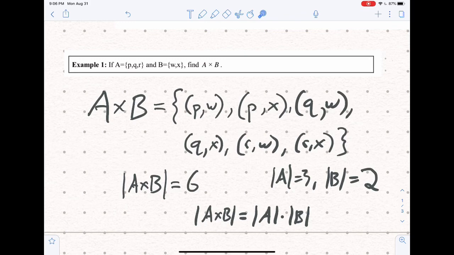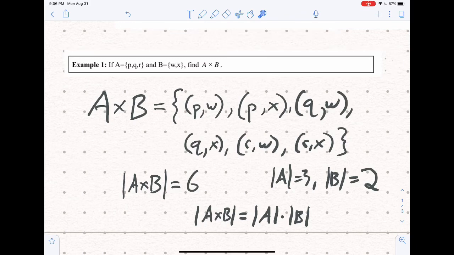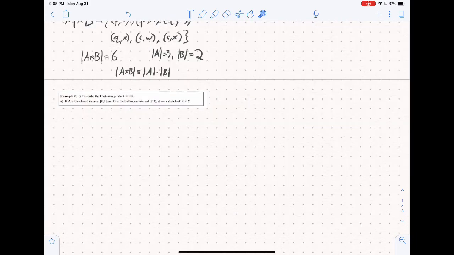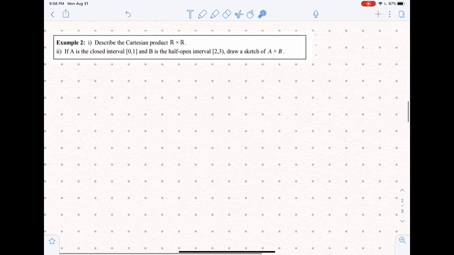I'm going to go ahead and proceed through the next two examples here. Let me just copy that. We'll paste it in. Now let's go ahead and talk about example number 2. Describe the Cartesian product R times R, the product of the real numbers R with themselves. So what is the Cartesian product R times R?